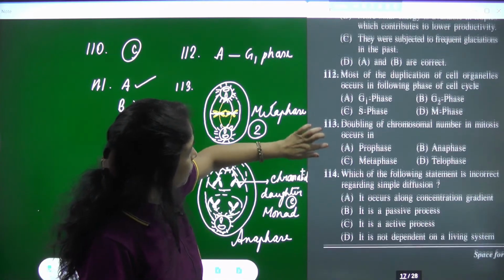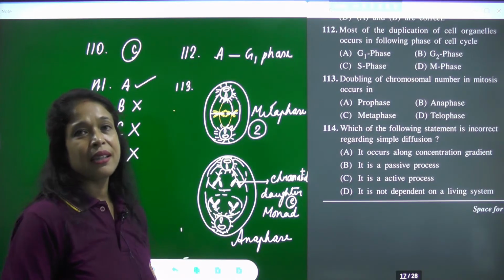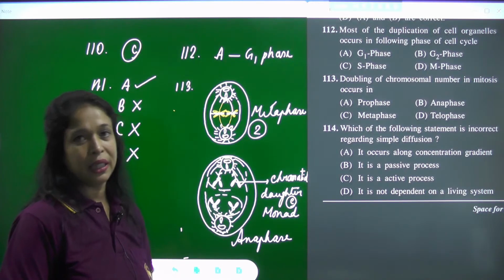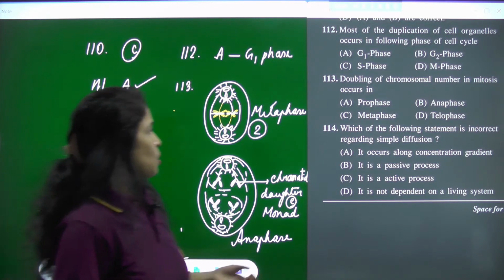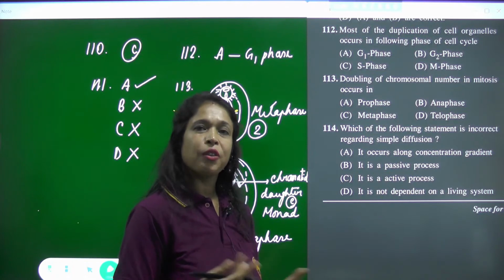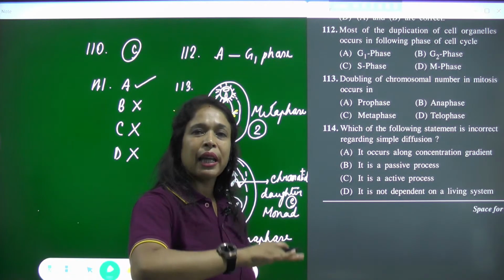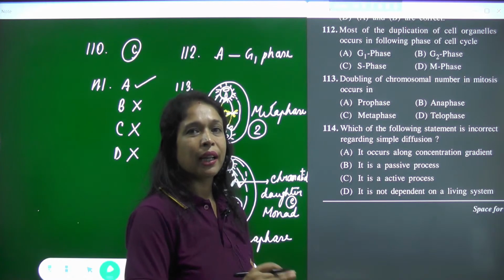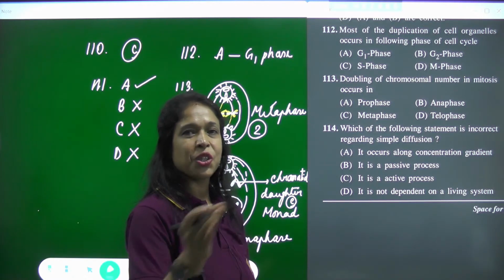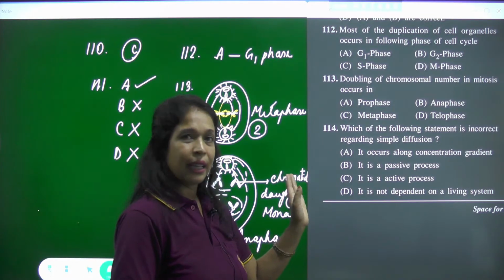Okay, let's see the next question, 114. Which of the following statements is incorrect for simple diffusion? It occurs along the concentration gradient. Yes, diffusion is the movement of particles of a matter always from the area of higher to lower concentration, following the concentration gradient. So this is correct.